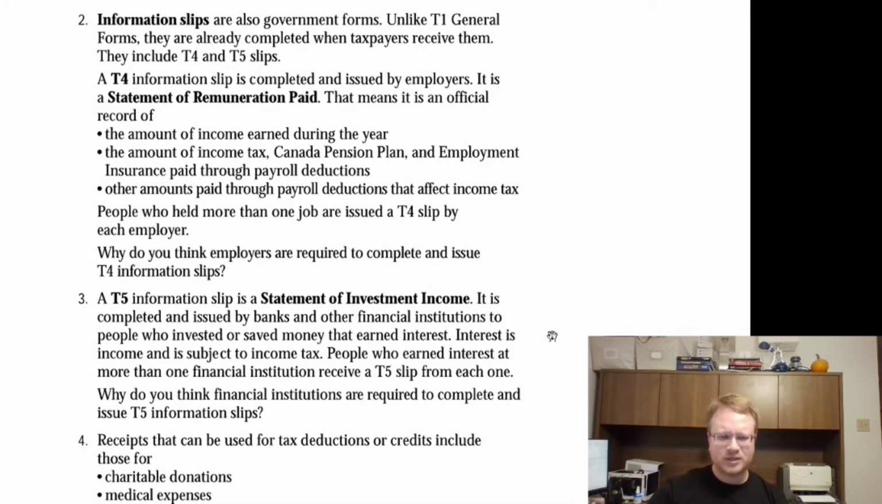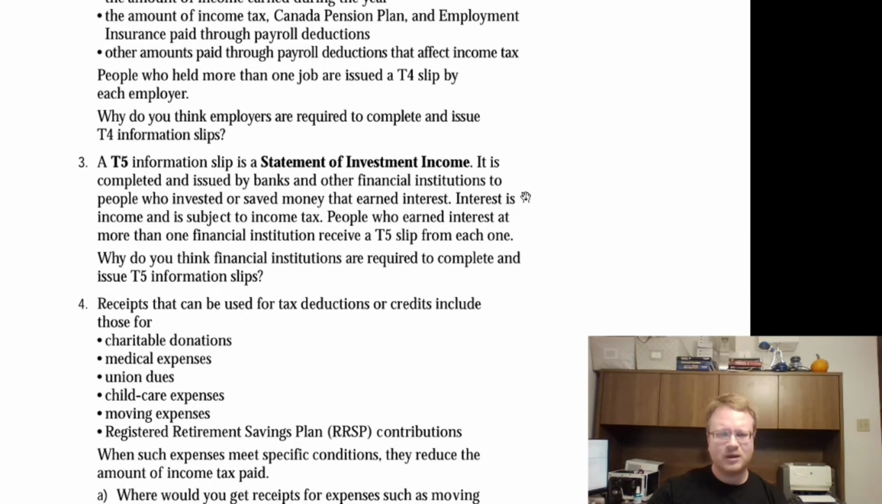Another common information slip is a T5 slip. This is also called a statement of investment income. So if you have money that is invested and you are earning interest off that, that interest earned also counts as income, so you need to report that to the government as part of what you owe income tax on.